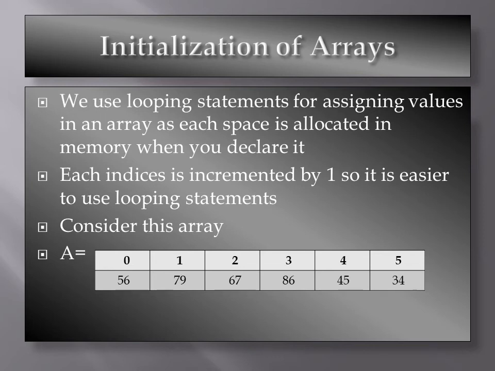In the same way, when you declare a variable, it will allocate space in memory. Since there are 6 spaces, that means 6 spaces are available for us to store a set of values, and each space is indicated by an index. Here it is indicated from 0 to 5, and each index is incremented by 1: 0, 1, 2. So this is how we initialize arrays using looping statements.